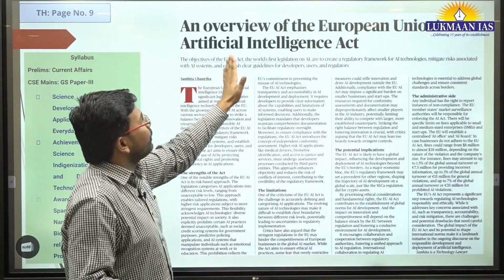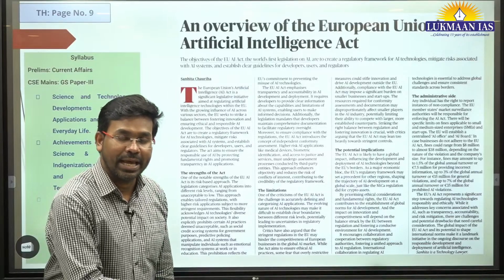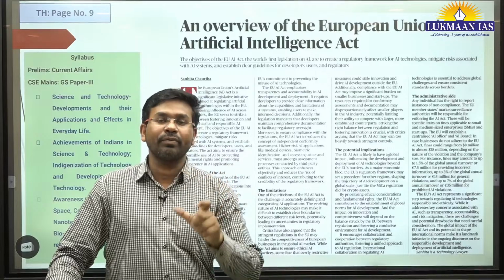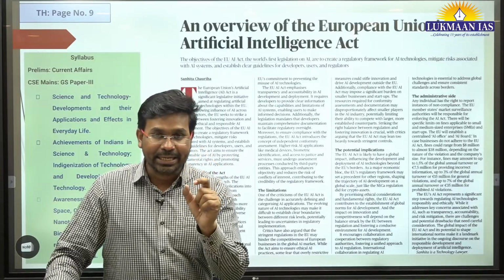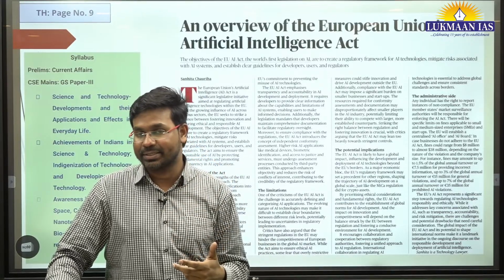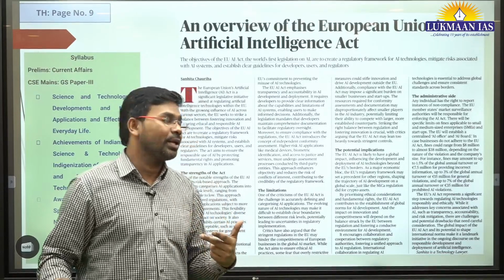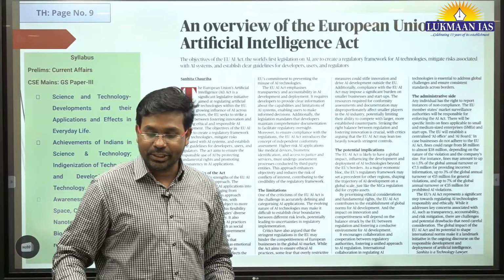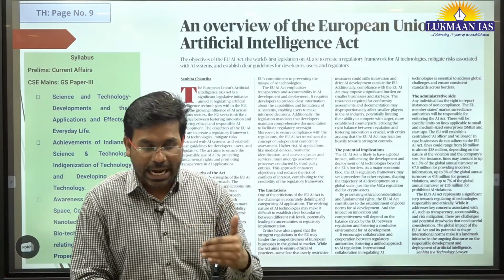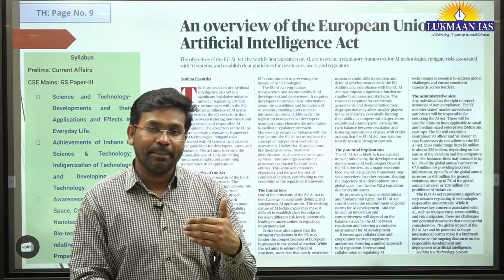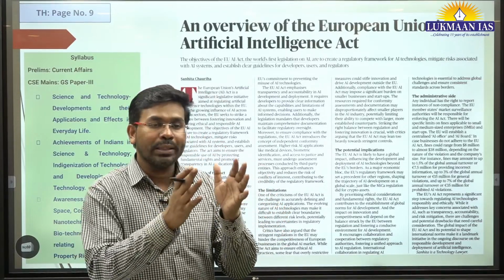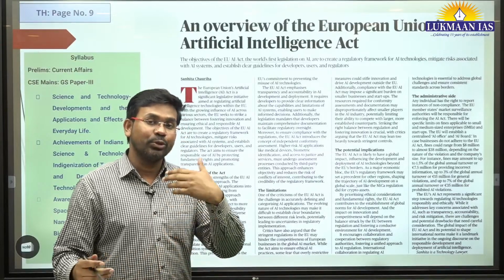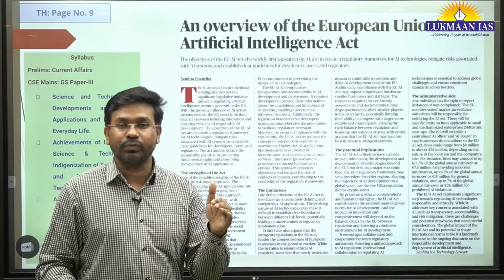It says an overview of the European Union's Artificial Intelligence Act. So as we all know, the European Union was the first group of countries to come up with an act that regulates artificial intelligence development and its usage in the European Union region. These legislations are created so that artificial intelligence development happens for ethical purposes. Means all the AI applications should be used for ethical purposes. Their usage should be fair, and they should not be used for harming the people, right?